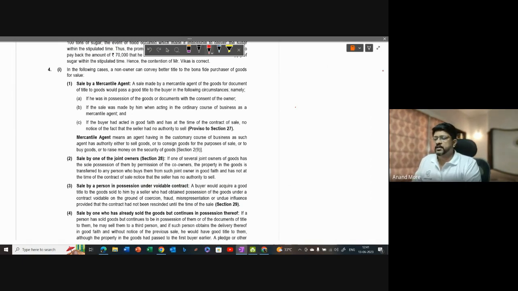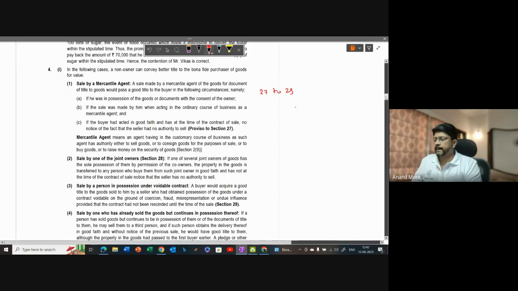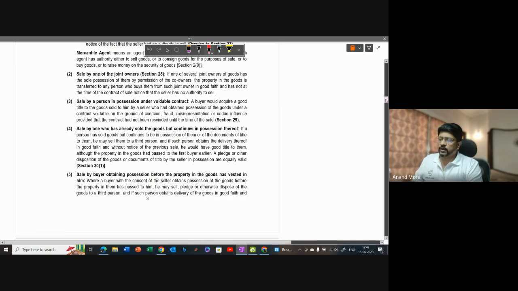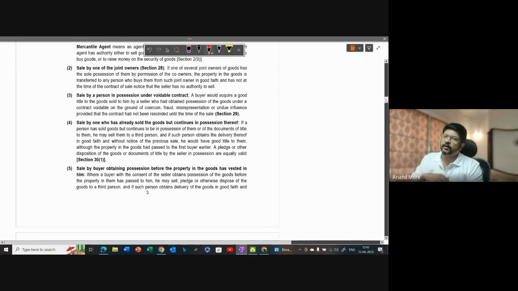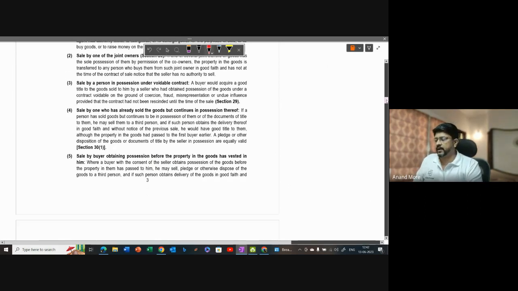So this is section number 27 to section number 29 or 30 of the Sale of Goods Act. So a mercantile agent is considered on the sale by joint owners, when the buyer is unaware that the person is not the whole and sole owner but a joint owner, and is buying in good faith. In that case, it is accepted. Then is sale by a person in possession of goods under a voidable contract. And then the next one is sale by one who has already sold the goods, but is still continuing to be in possession of the goods and document of title, etc.